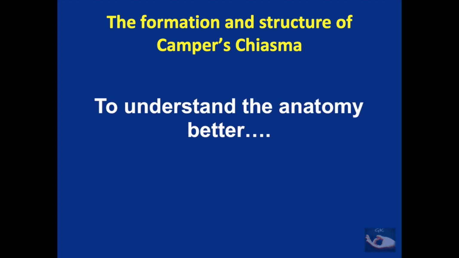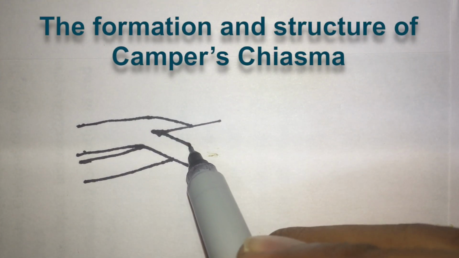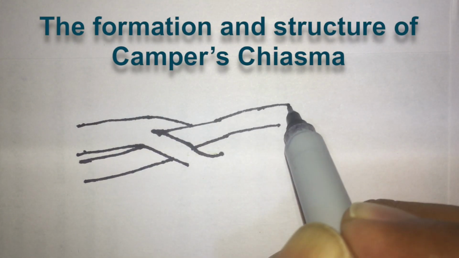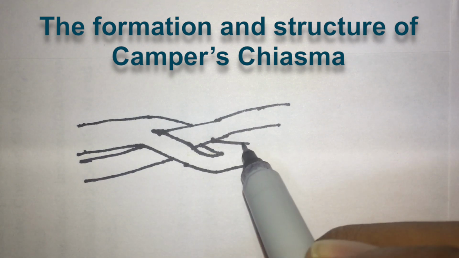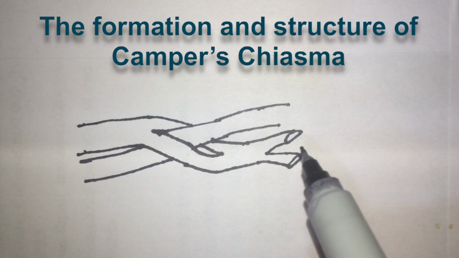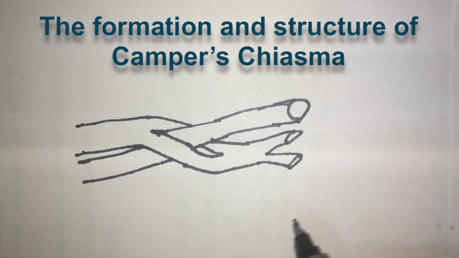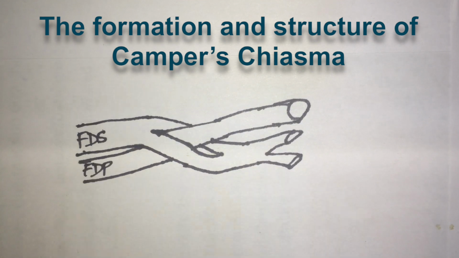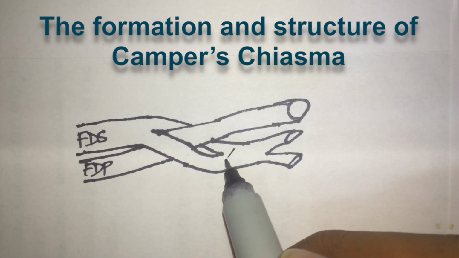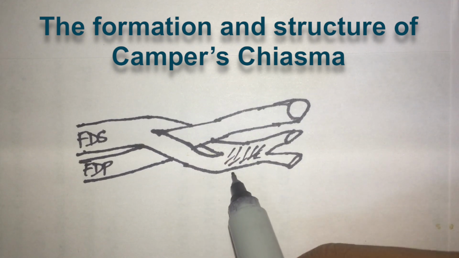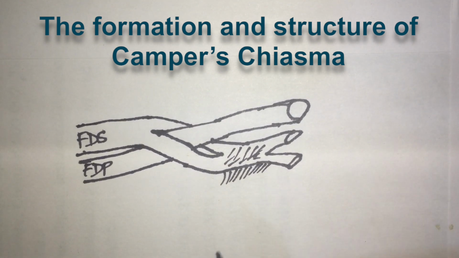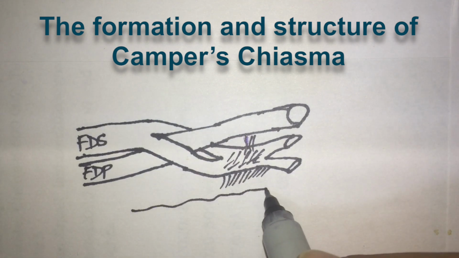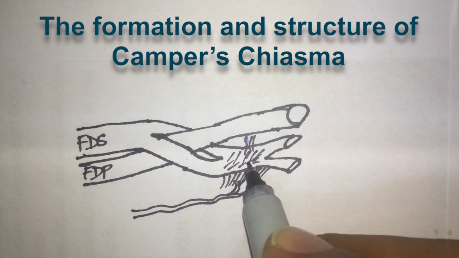To understand this anatomy better, let us see now the relationship between the FDS and the FDP at the level of the Camper's chiasma. This shows the split in the flexor digitorum superficialis, the FDP going through the split and becoming superficial, the formation of the Camper's chiasma, which is dorsal to the flexor digitorum profundus tendon, and the vincular arrangement at the Camper's chiasma, through which the vinculum longus to the flexor digitorum profundus and the vinculum brevis to the flexor digitorum superficialis are attached.